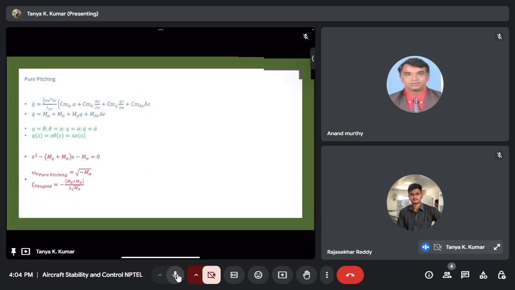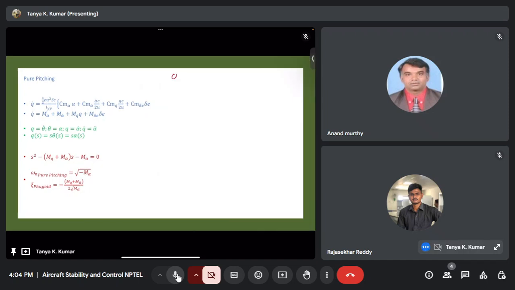What is a pure pitching moment? So pitch, theta, is basically flight path angle plus alpha. So if it's pure pitching, you assume the flight path angle to be 0. It's just theta equals alpha, right? In this assumption, again you had just the q dot equation. The other 2 equations can be eliminated because you're assuming it to be just a pure pitching motion.